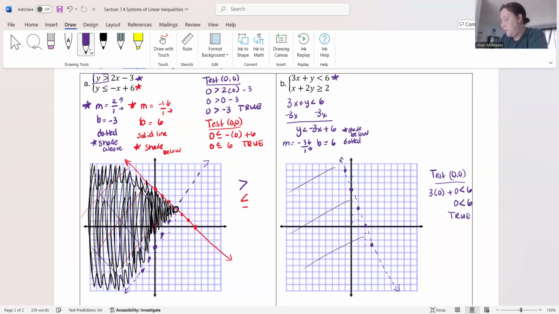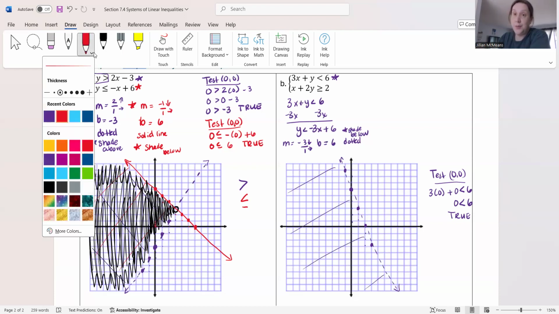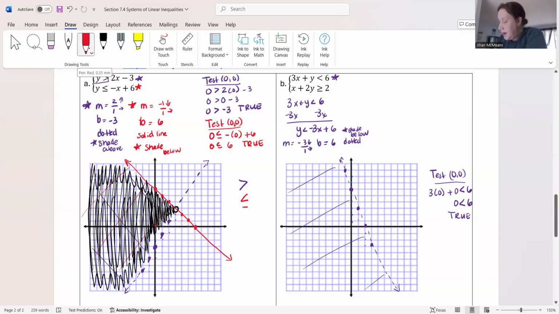So again, I'm just going to put a few gentle lines so I can remember which direction I'm shading. Okay, let's switch over to red. Now in red, we have x plus 2y is greater than or equal to 2. We're going to start by isolating the 2y, so I'm going to subtract x.